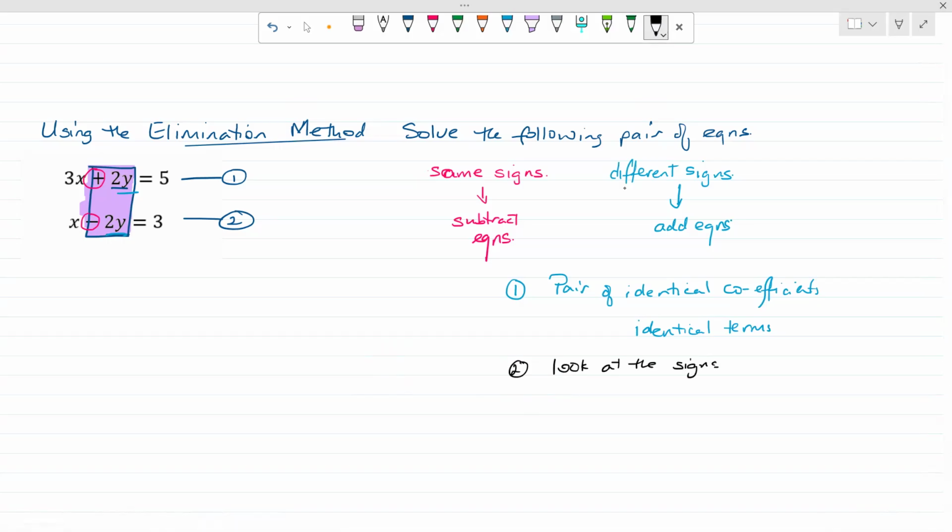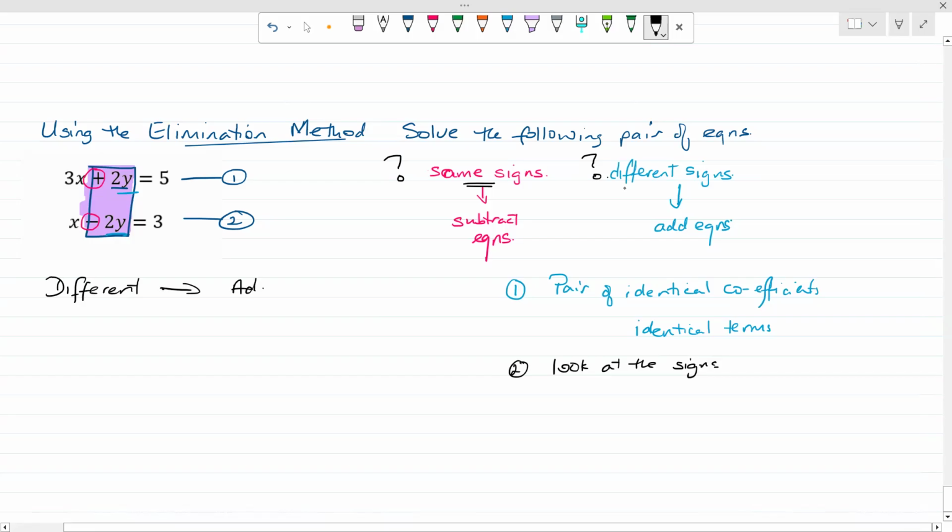And you're asking yourself this question: is it the same or is it different? If it's the same, then we're going to subtract the equations. If it's different, we're going to add. So in this particular question, do we have same or different? Different. So that means that we have to add the equations.